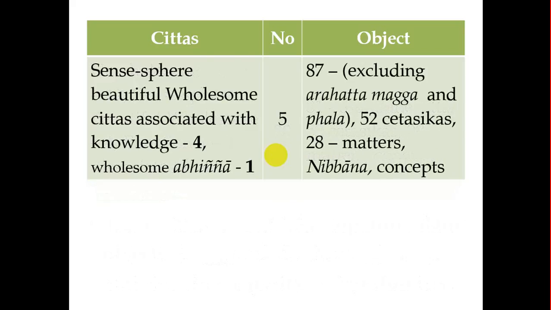The next one, we have the 4 sense sphere beautiful wholesome Cittas associated with knowledge. Here, associated with the knowledge, we have to take note this one is wholesome, not functional, right? Not functional. This one is a wholesome one. In other words, we can call it the 4 great wholesome Cittas associated with knowledge, right? And also wholesome Abhinna.